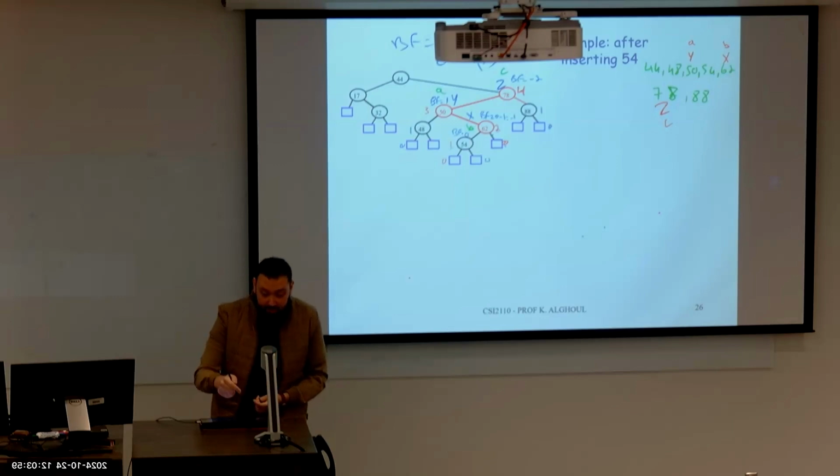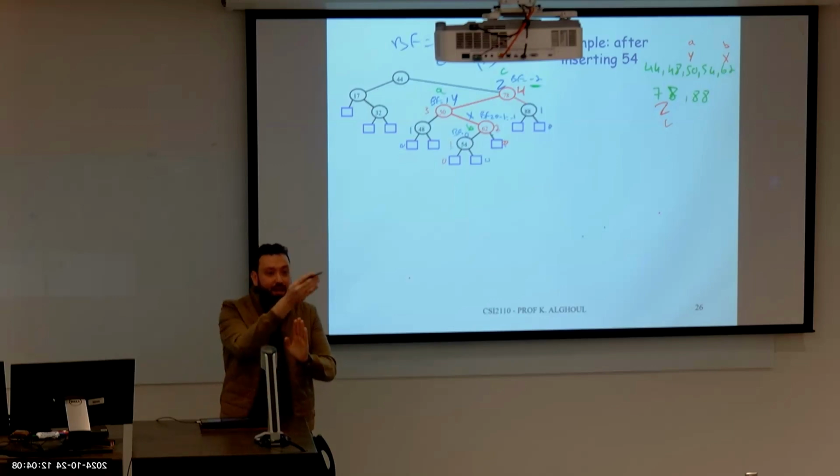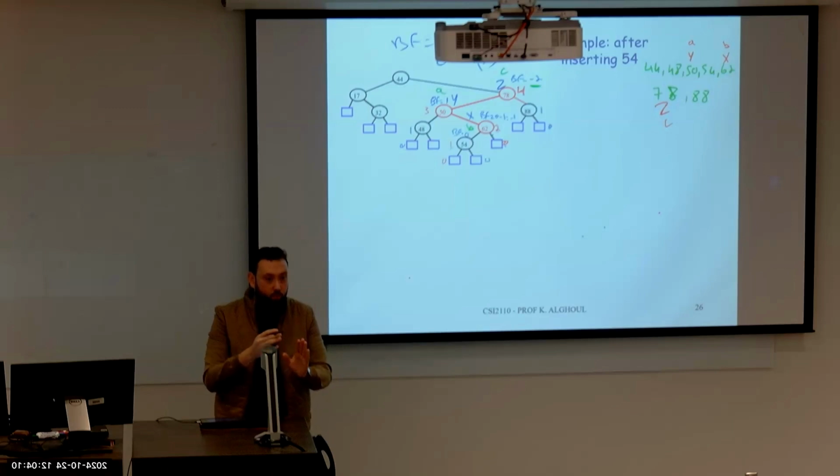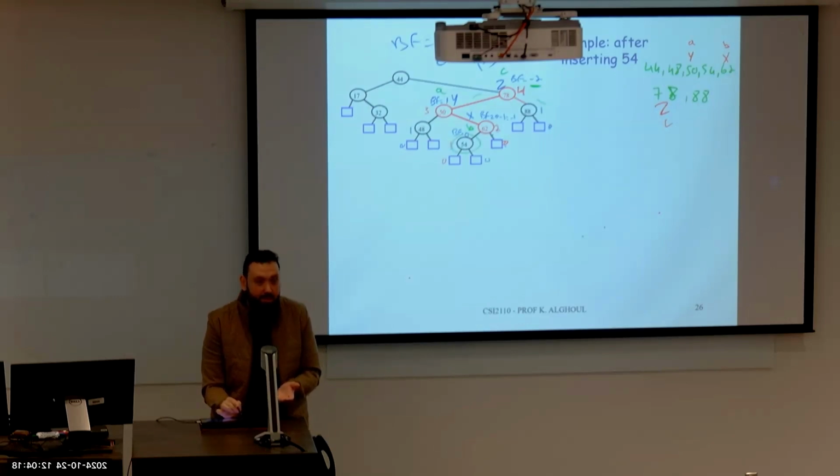X, Y, Z. Is that how we did it? So we found the first one which is unbalanced. This is unbalanced, right? So the first node which is unbalanced is Z. Now I track it back to where I inserted. Did I insert from this side or this side? I inserted 54. So I'm just tracking it back.